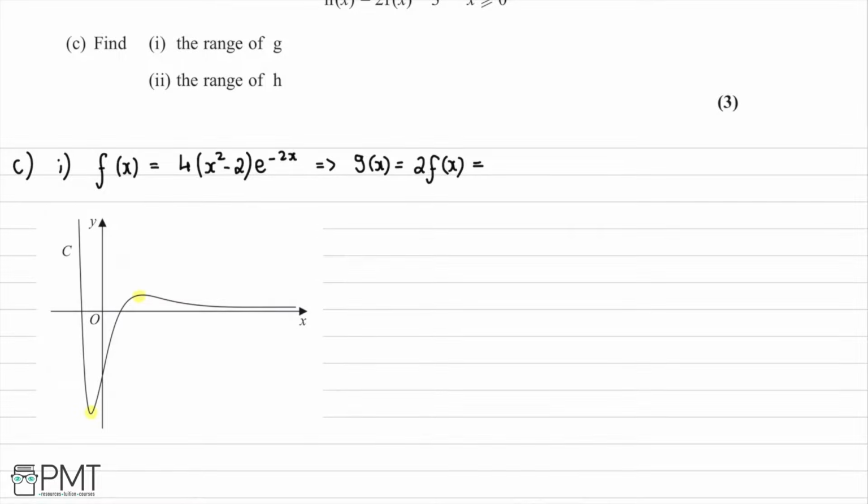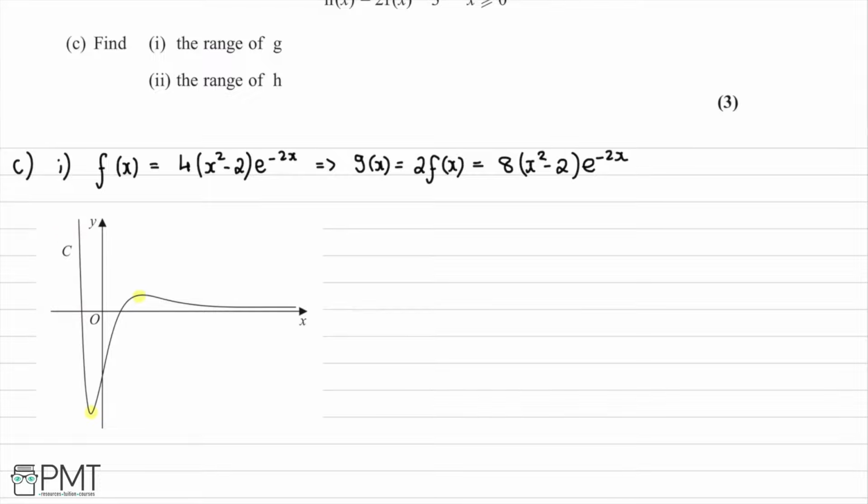It's going to be 2 lots of f of x. We know f of x here, so this means that g of x is going to be 8 lots of x squared minus 2 multiplied by e to negative 2x. Why 8? 8 comes from 2 multiplied by 4. So we need to think about what the range is, and the range is going to be the output of our function. So this is the values that we get on the y-axis. And we know a couple of points here: this point here and this point here. That's our 2 turning points. So we need to think now, what values is our y-axis going to take?